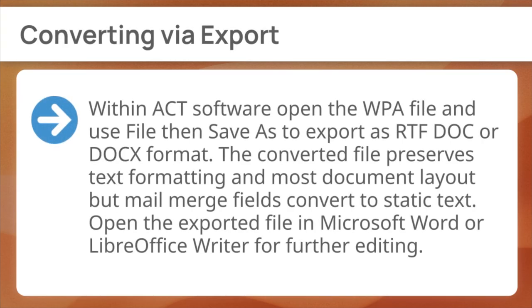Next, converting via export. Within ACT software, open the WPA file and use File, then Save As, to export as RTF, DOC, or DOCX format. The converted file preserves text formatting and most document layout, but mail merge fields convert to static text. Open the exported file in Microsoft Word or LibreOffice Writer for further editing.